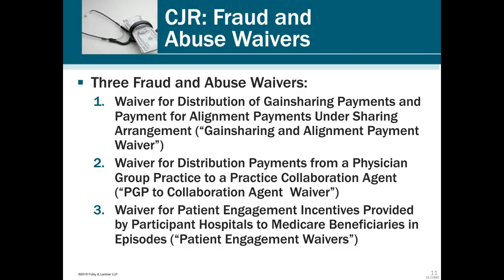You have to have a collaborator agreement in place that complies with the regulations, and you're limited only to paying gain-sharing payments, which is really the reconciliation payments received from CMS, as well as certain specified internal cost savings that are generated. So those are the only payments that are covered in the first waiver, the waiver for distribution of gain-sharing payments and alignment payments. And there's a requirement that you not add additional conditions and that you meet quality criteria to qualify as part of the standards for qualification for the waiver.